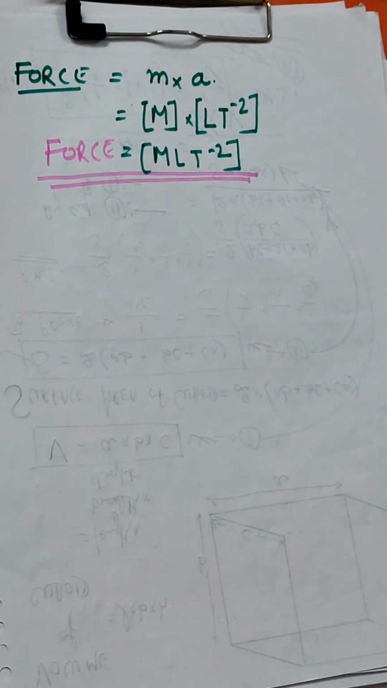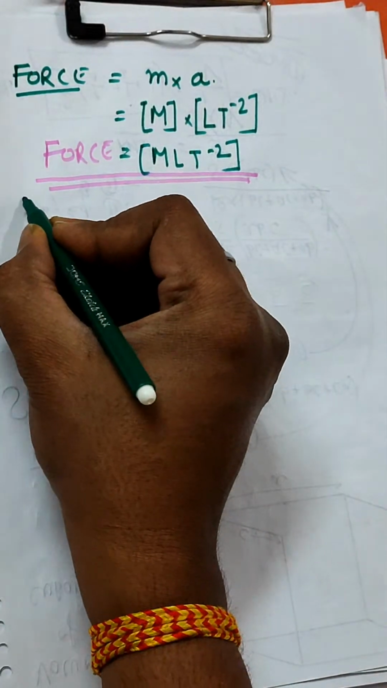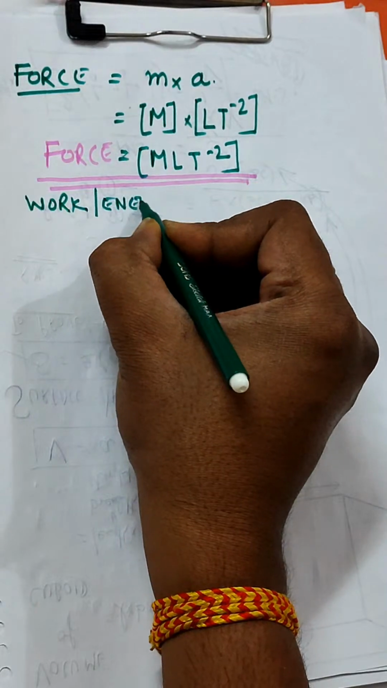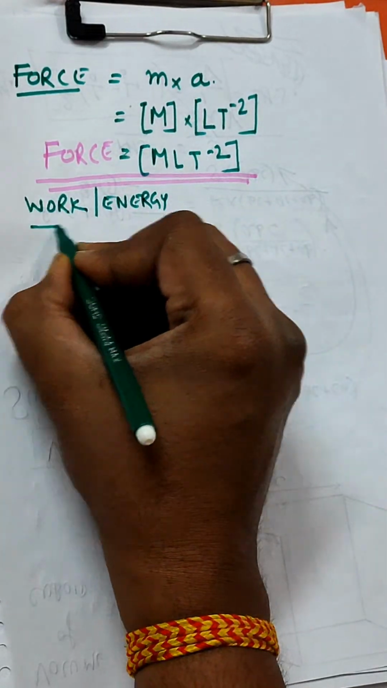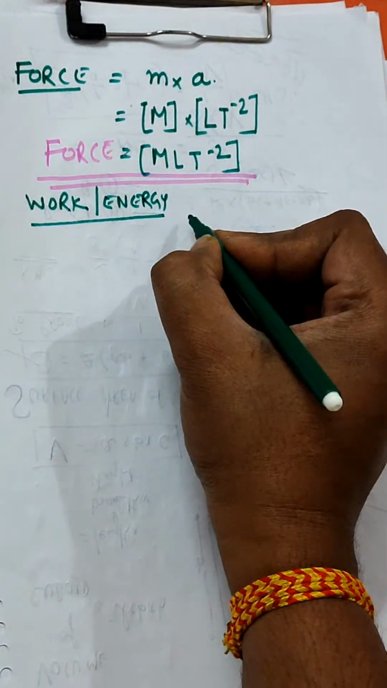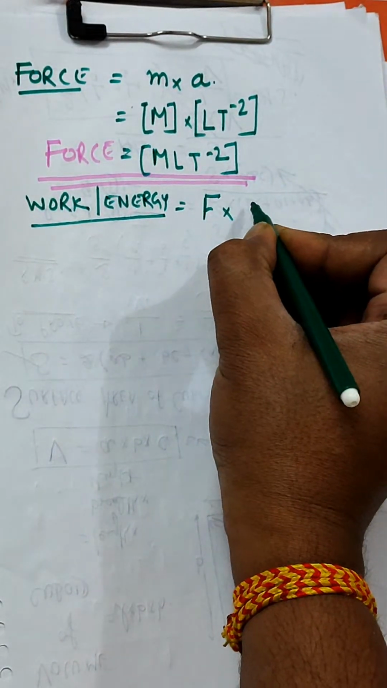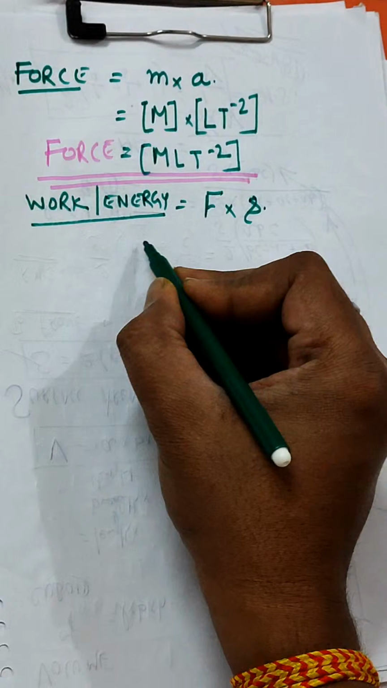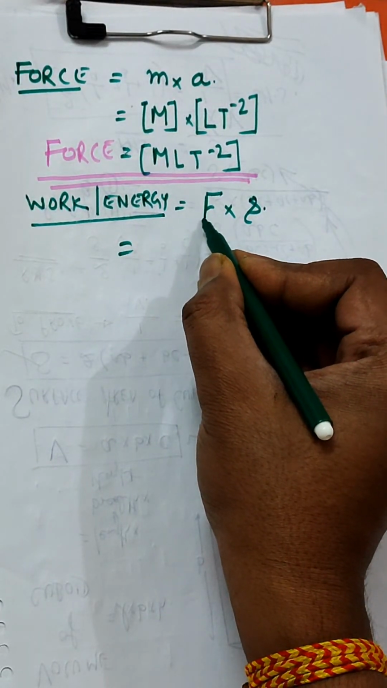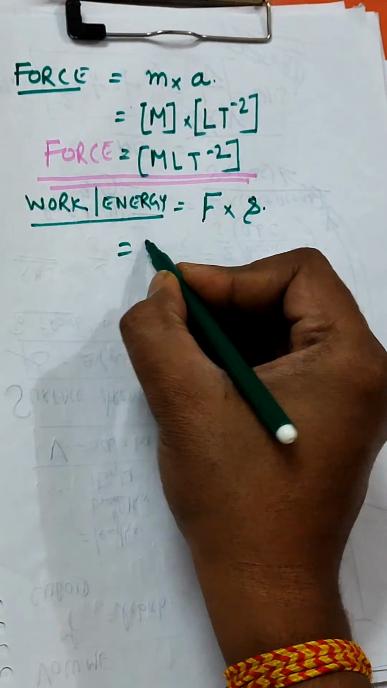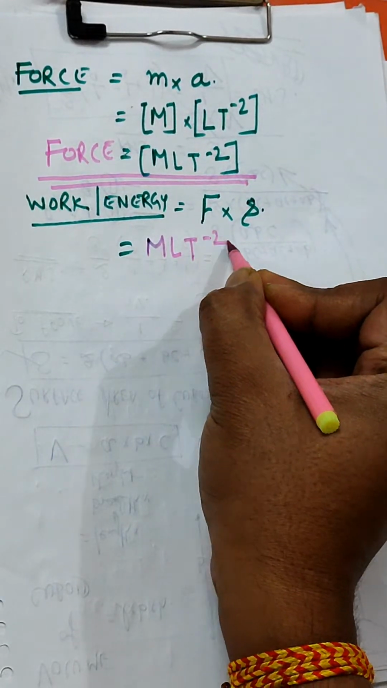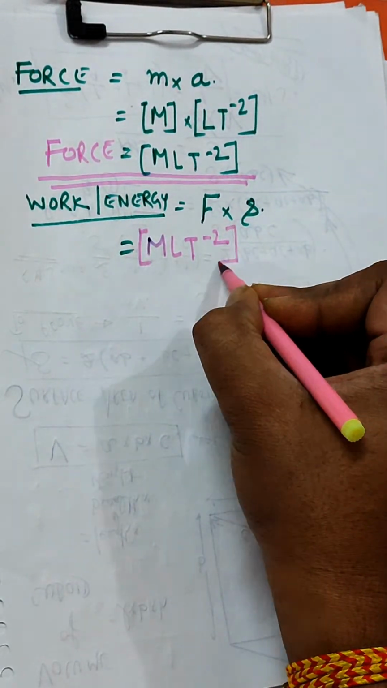Now we can take another example of work or energy. Work is said to be done when force is applied up to a certain distance, right? That means force into distance, F into s. So what is the value of force? Dimension of force is MLT minus 2. Whatever we have already derived, we are not going to take over here now.